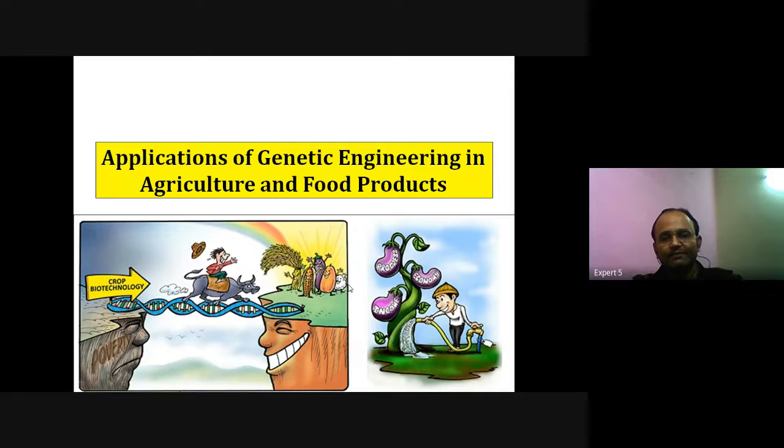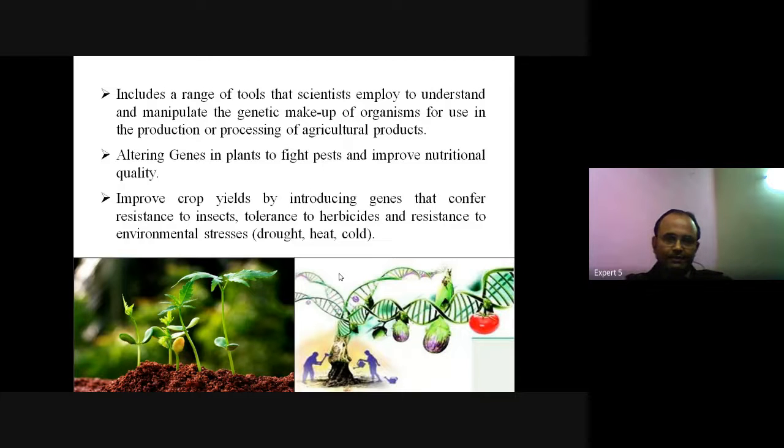Next is the application of genetic engineering in agriculture and food products. Generally, it includes a range of tools that scientists employ to understand and manipulate the genetic makeup of an organism for use in the production or processing of agricultural products. The alteration of genes in plants is used to fight different types of pests and improve the nutritional quality of the plants. It also improves crop yields by introducing genes that confer resistance to different types of insects, different stress conditions such as drought or temperature stress, tolerance to different types of herbicides, and resistance to different types of environmental stresses.